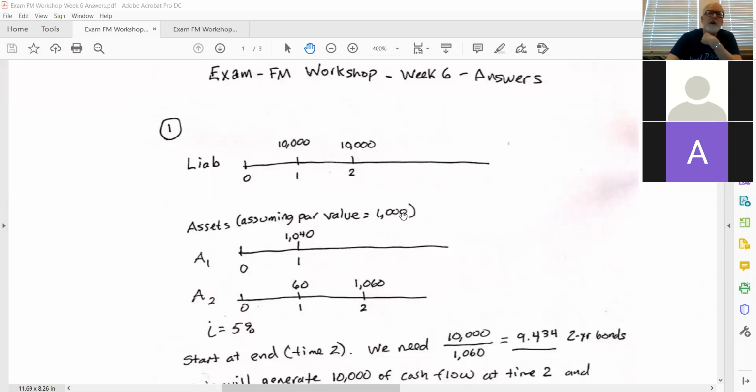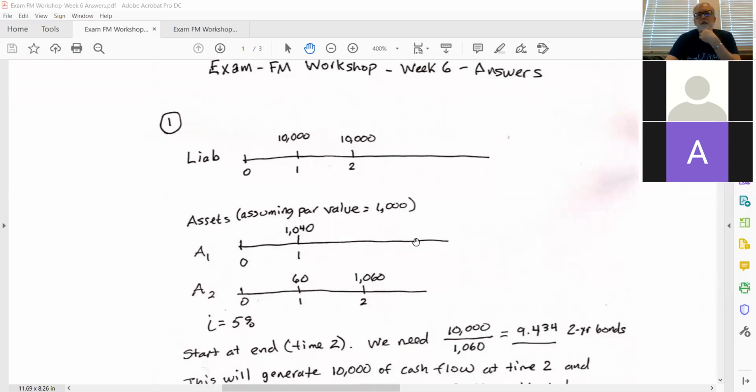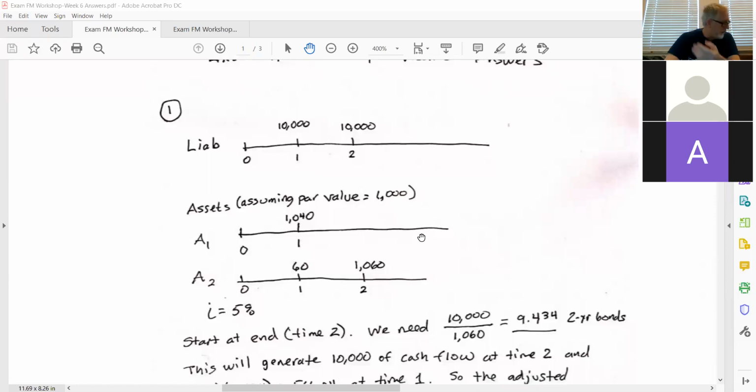So I'm assuming 1,000 for the par value, and so this one pays a coupon of 40, and then the 1,000. This is a 6% annual coupon, and it's 2 year. So remember how you do these. And this is an exact match of the 3 types of immunization. There was exact matching, Redington immunization, and full immunization.